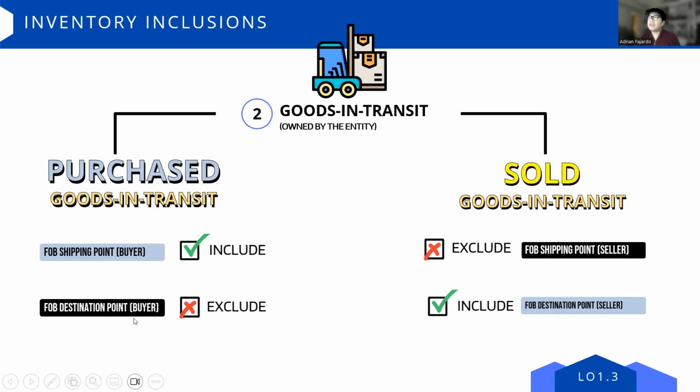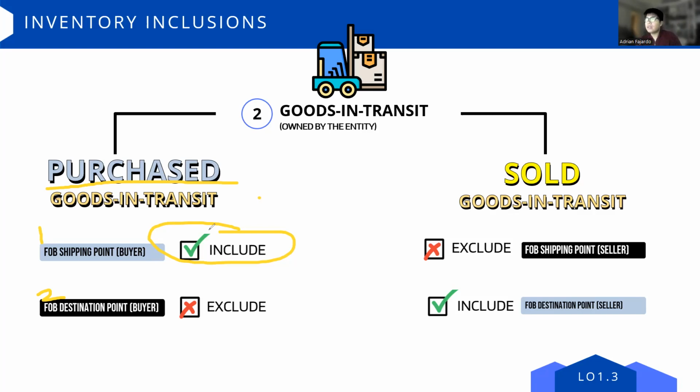So, another scenario is, nag-purchase ka ng goods in transit pero destination point. Sino nagbayad pag destination point? So, again, para mas malinaw, I'll annotate. So, scenario 1 is nag-purchase ka ng goods. May 2 scenarios lang yan. Either FOB shipping point or destination point. If FOB shipping point, we include. Because, papunta sa'yo, ikaw yung nagbayad ng shipping point. So, during the truck phase, you already own the inventory. So that should include your count.